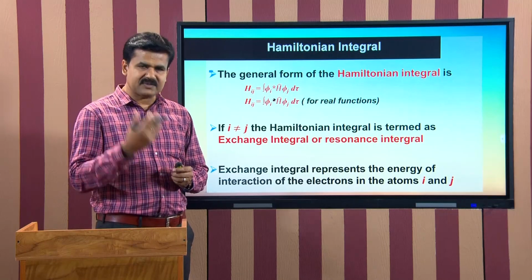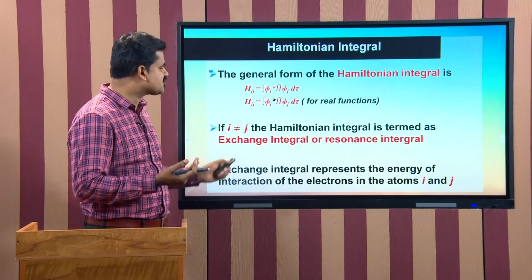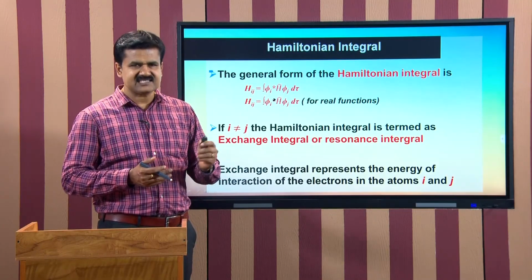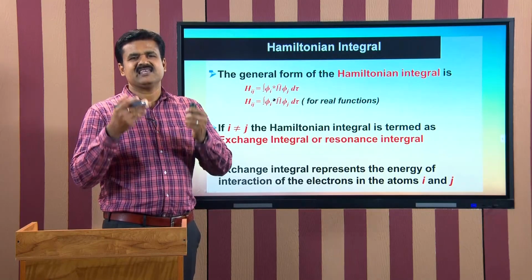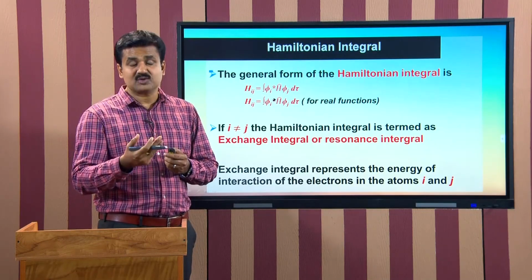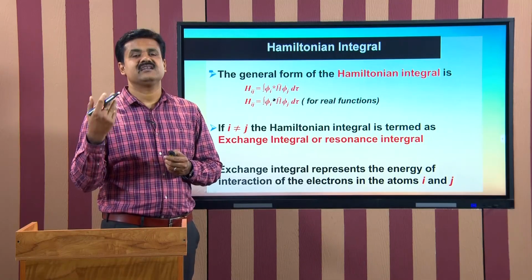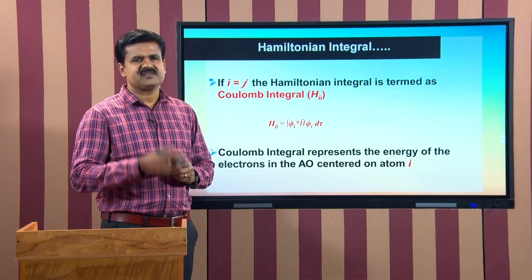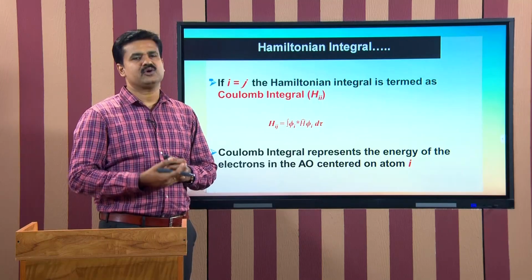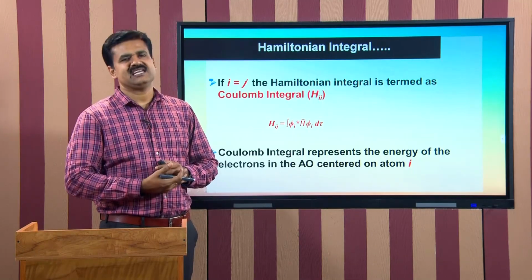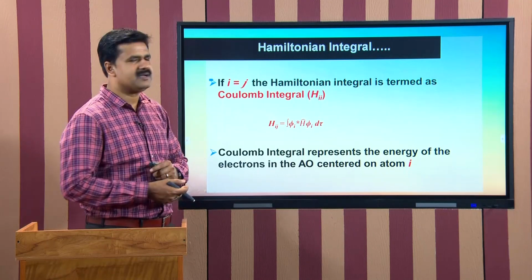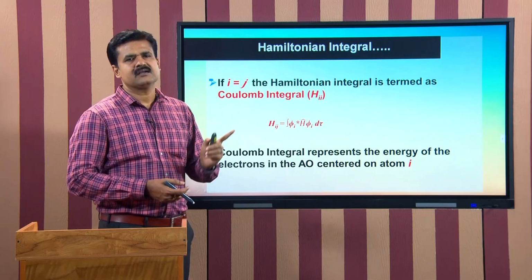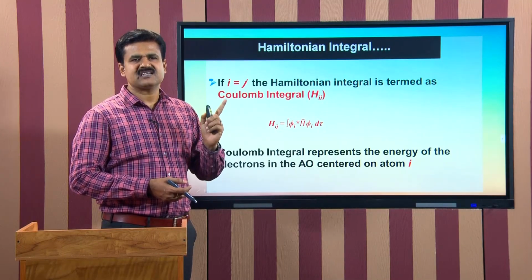Exchange integral represents the energy of interaction of the electrons in the atoms i and j. That is, exchange integral shows the energy of interaction of the electrons present in carbon atoms i and j. Now, the second case: if i is equal to j, then the Hamiltonian integral is termed as the Coulomb integral. That is, Coulomb integral is representing the two wave functions which are the same.